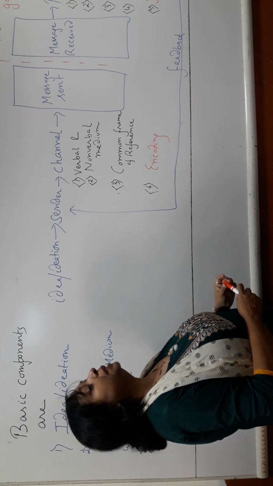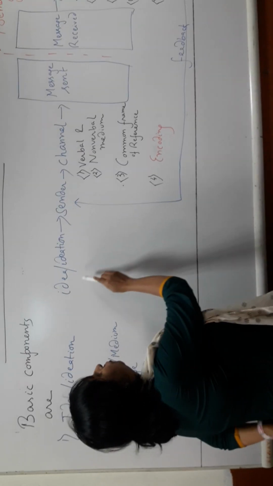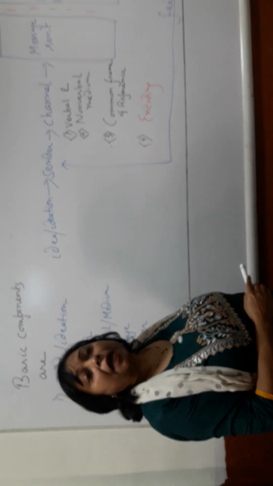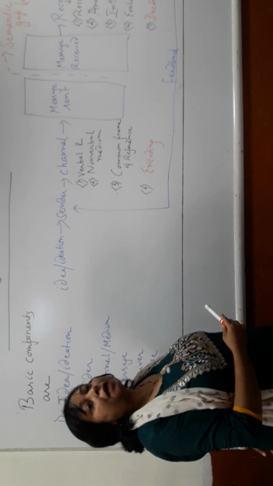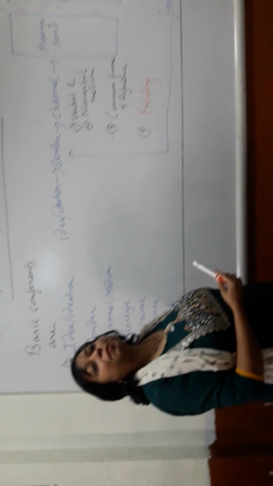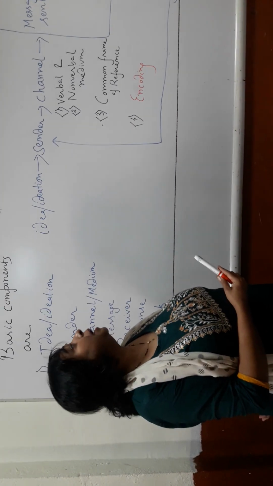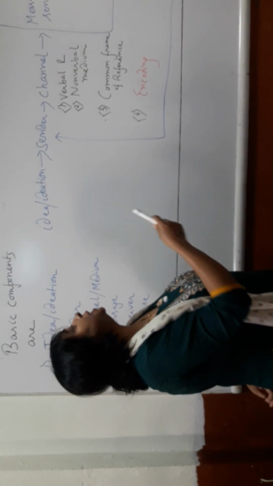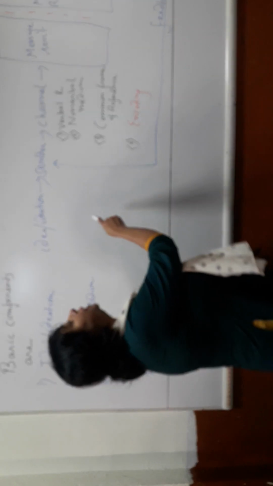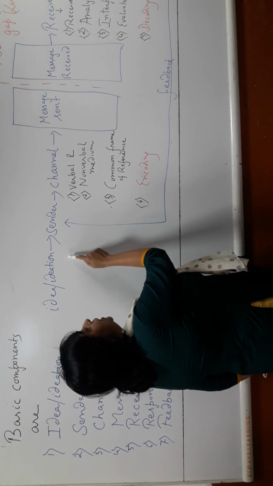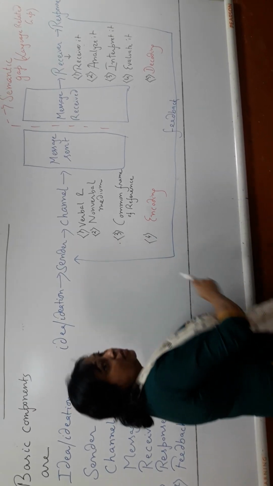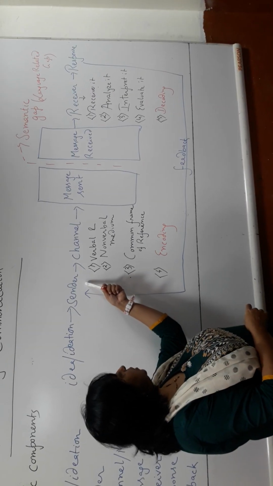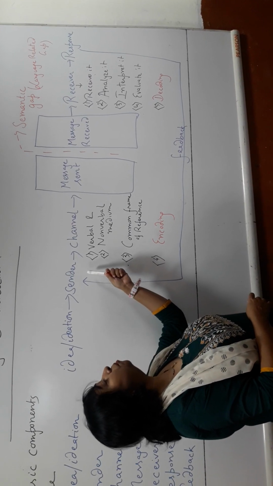First of all, this communication starts with the idea and ideation. The question is, what is idea and ideation? Idea is that the sender has to keep something in his mind. With this something in his mind, the sender starts the communication, and the communication moves in that way that the sender needs a channel. Okay, whenever the sender needs a channel, the channel can be different types of things, like verbal channel.